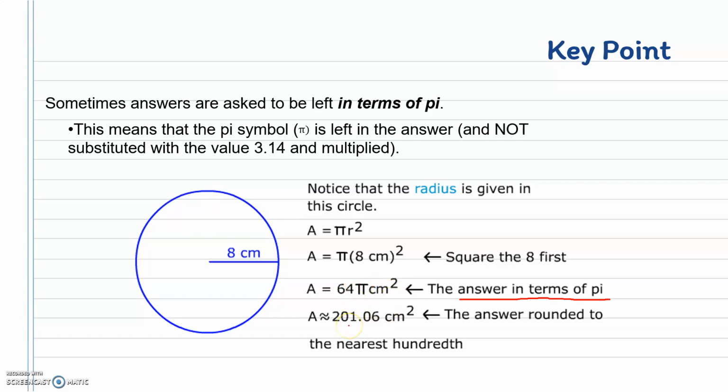Now, if it wants you to write out the answer, that means that you now put in 3.14 for pi. So you have now substituted pi with 3.14.